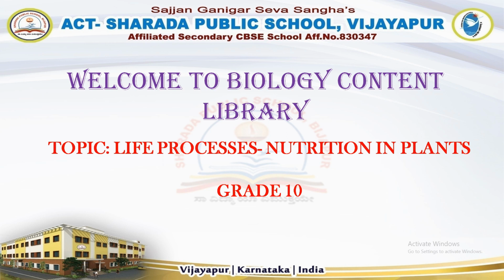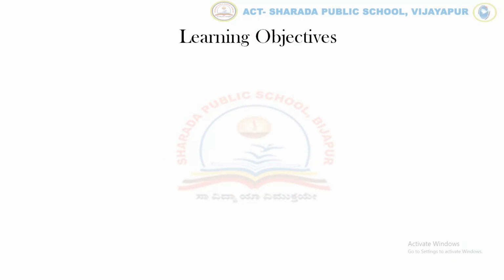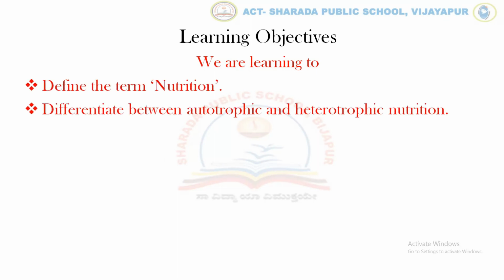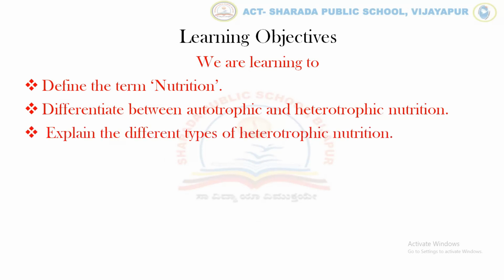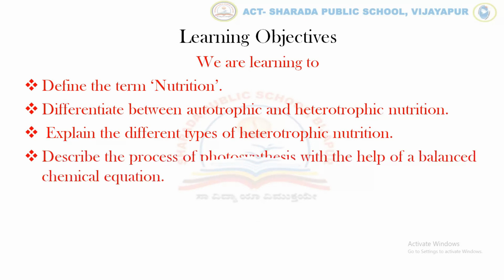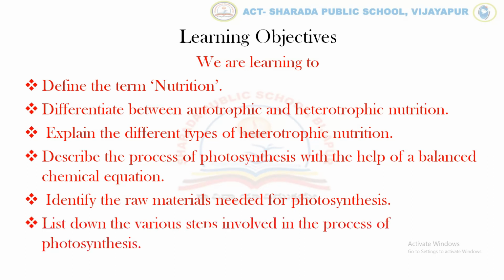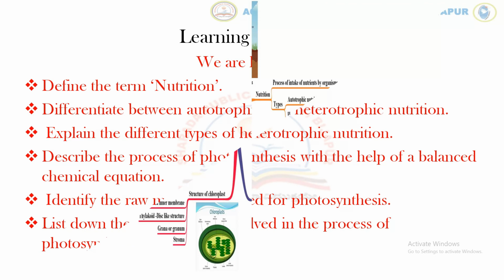Today we are going to discuss the topic life process, nutrition in plants. So the major learning objectives are: we are learning to define the term nutrition, differentiate between autotrophic and heterotrophic nutrition, explain the different types of heterotrophic nutrition, describe the process of photosynthesis with the help of a balanced chemical equation, identify the raw materials needed for photosynthesis, list down the various steps involved in the process of photosynthesis.